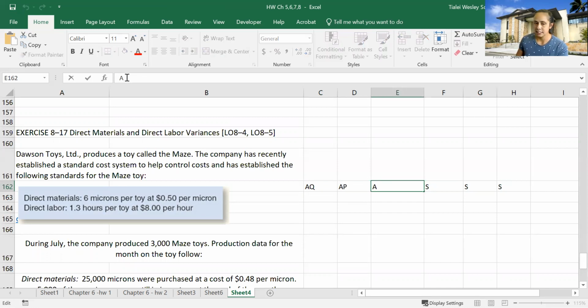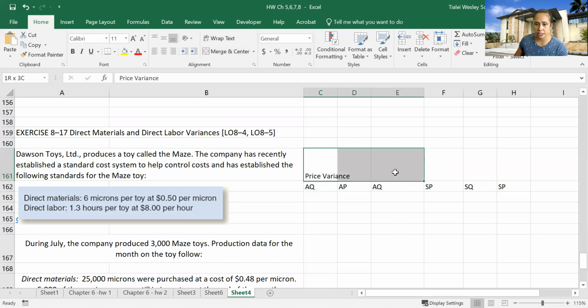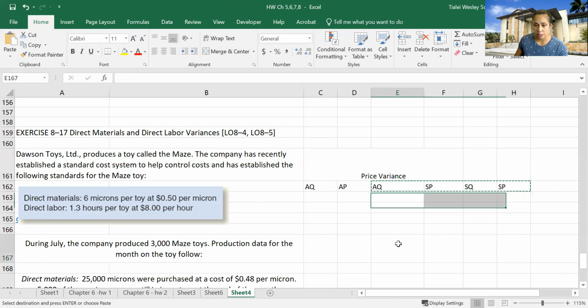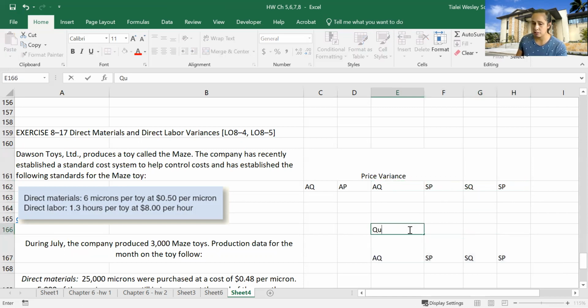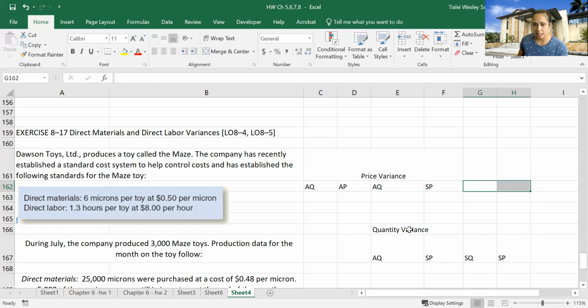So this is our price variance over here. I can write that on top. And remember, we're going to break up this formula because they're purchasing a different amount than they're using in production. And now I'm going to use this side for my quantity variance.